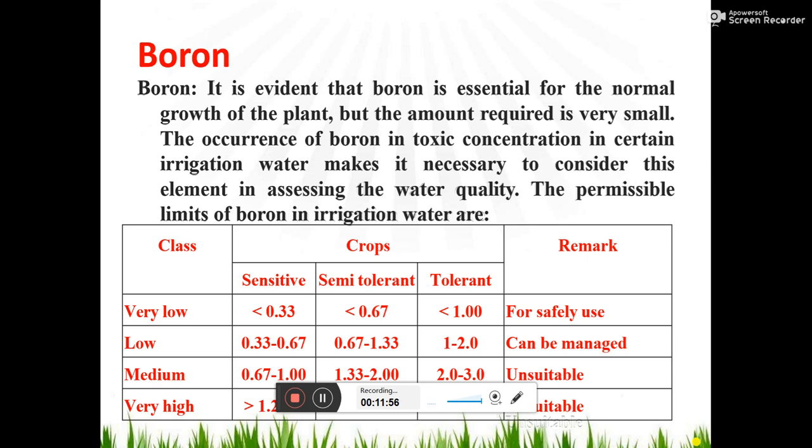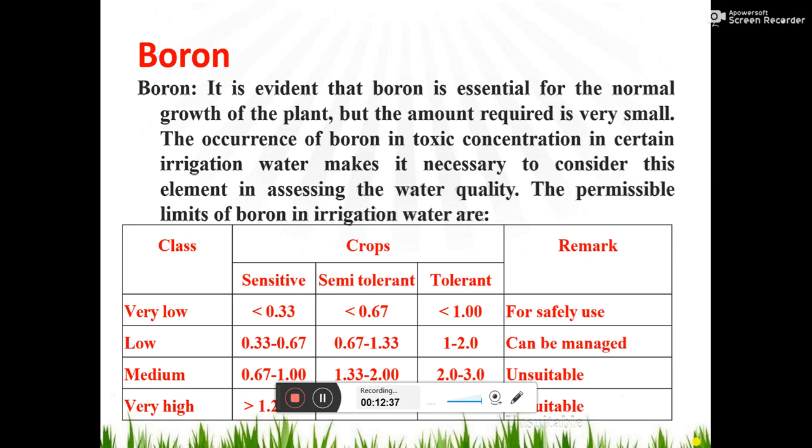Then in case of boron, it is evident that boron is essential for the normal growth of the plant, but the amount required is very small. It may be considered as a micronutrient, required in very little quantity. So there are four classes, that means very low, low, medium, and very high. If the class is very low, the sensitive crop has a value below or less than 0.33.